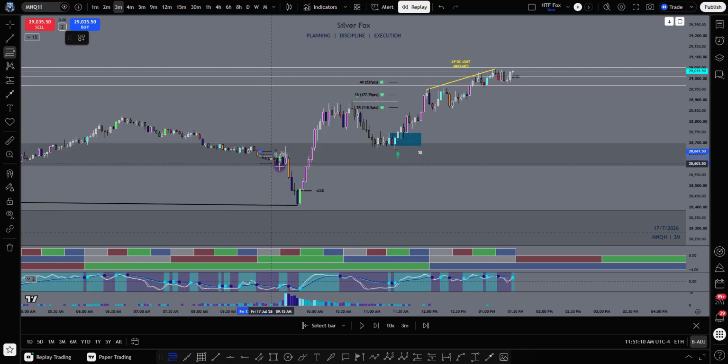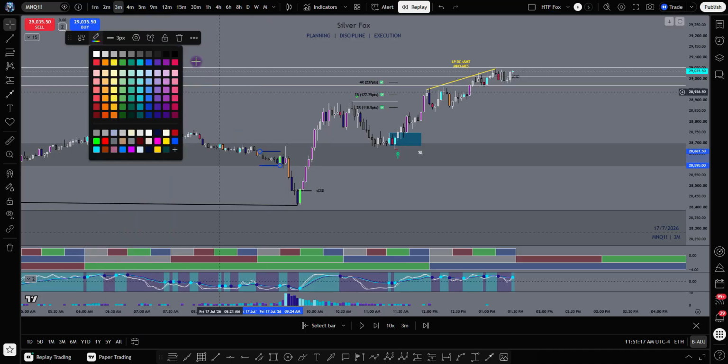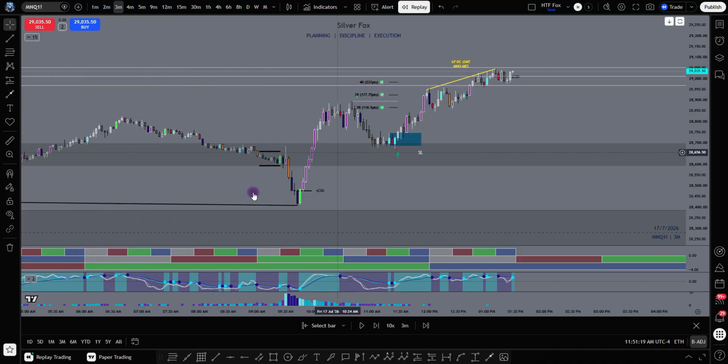Right here, let me go ahead and fix this. So this is our Q1 little quarter here. Without going into too much detail about the timing windows, this is Q1. What do we expect in Q1? We expect either continuation or accumulation for the most part, right? We have accumulation. So what can we expect in Q2?